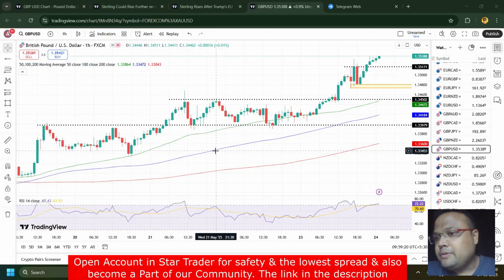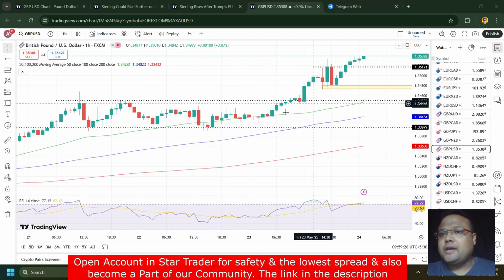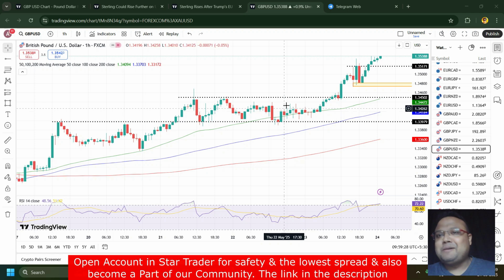Now let's talk about GBP USD, British Pound, US Dollar. Unlike Euro USD, you can see GBP USD is straight going up.